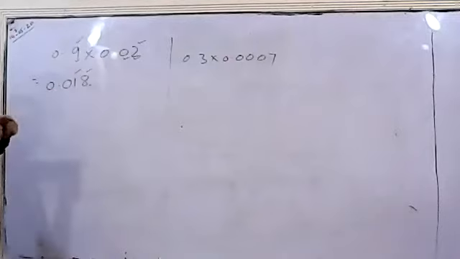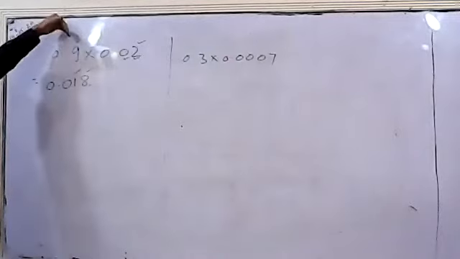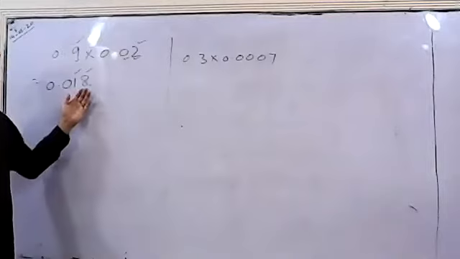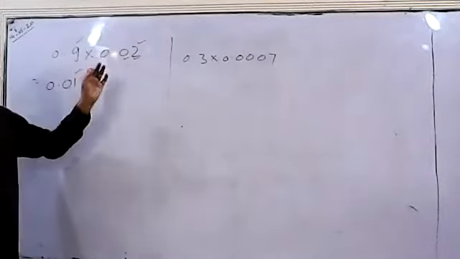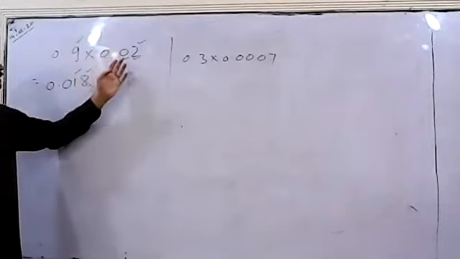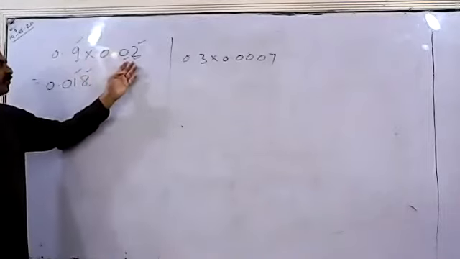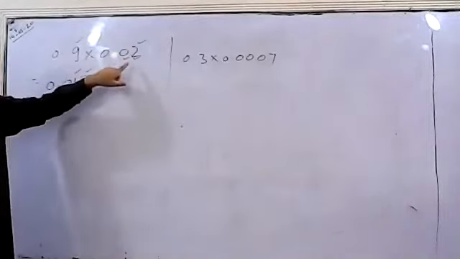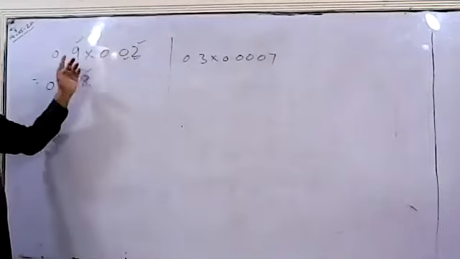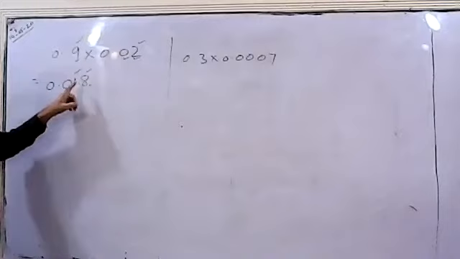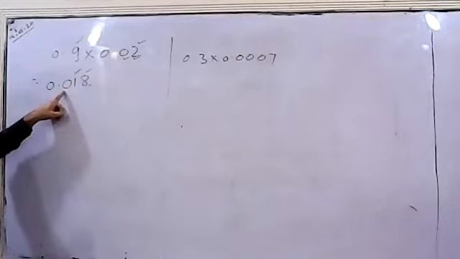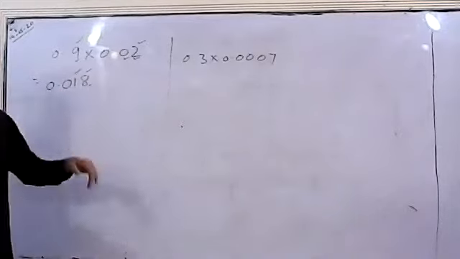0.018. I am going to repeat it again. First of all, multiply 9 multiplied by 2, that is 18. In the next step, we will count the decimal digits. In 0.9 there is 1 digit and in 0.02 there are 2 digits, that is 1, 2, and 3. We will count only the digits on the right side of the decimal. So 3 decimal places, but 2 digits are written, 1, 8, and we will add one more 0 ourselves. It becomes 0.018.